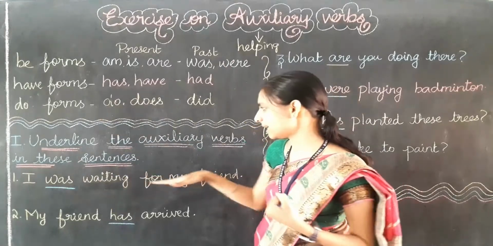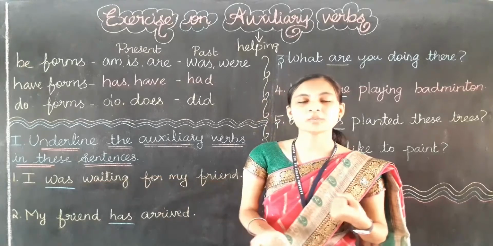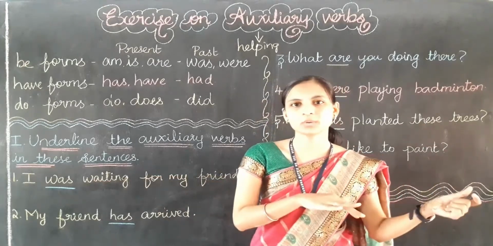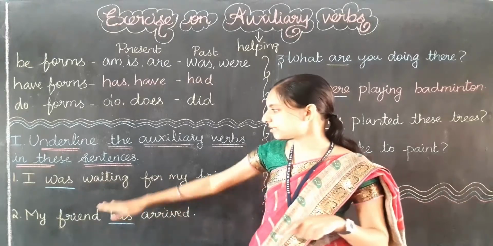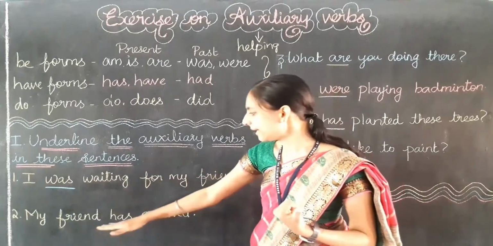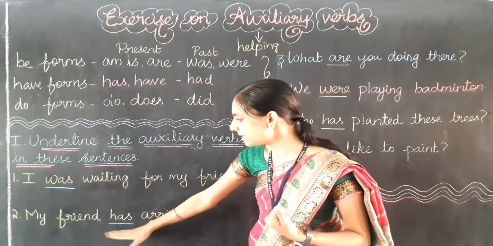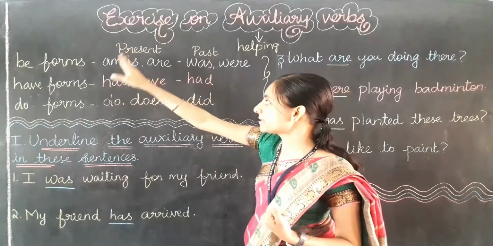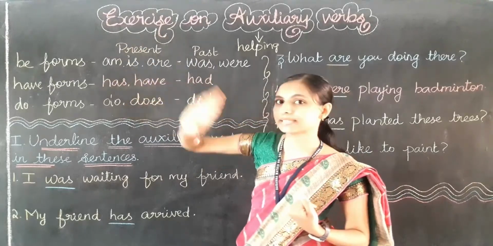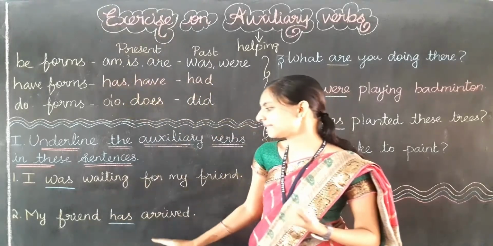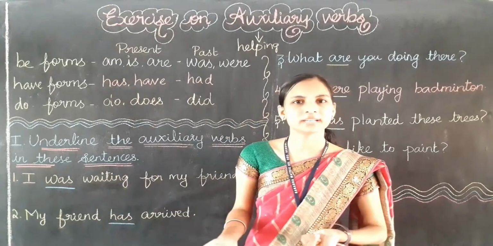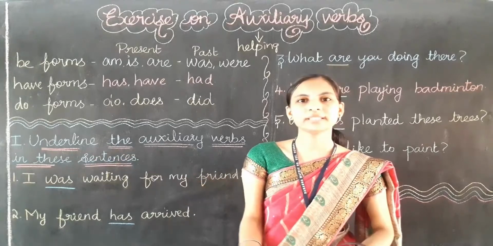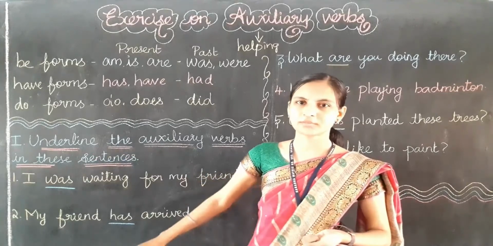So here we can see, I was waiting for my friend means what? Na a friend kaga kaatittu irundhen, not now. Before I was waiting for my friend, not now. So it talks about the past time only. My friend has arrived. Can you tell me whether this word has talks about the present time or past time? Present time. Yes, has is a present time verb. So see, my friend has arrived means your friend வந்துட்டு இருக்கான். Okay, வந்துட்டான். So that's about the action happening here. Your friend வந்துட்டான் பாரு. So this is the Tamil meaning for this sentence.